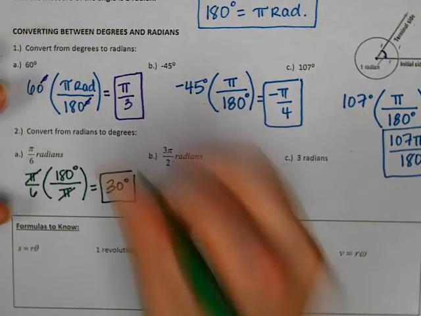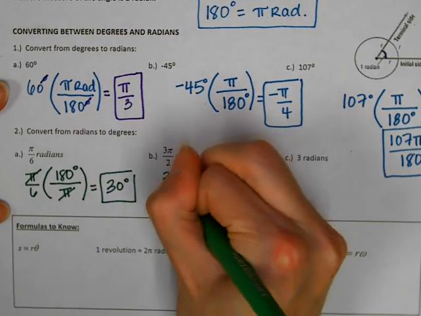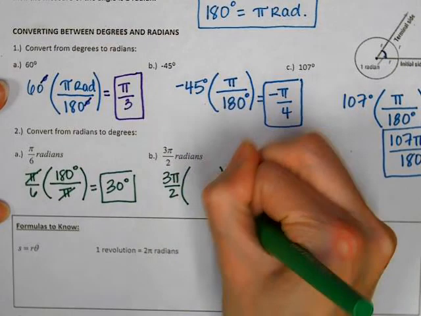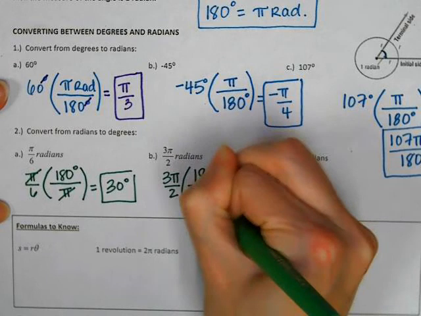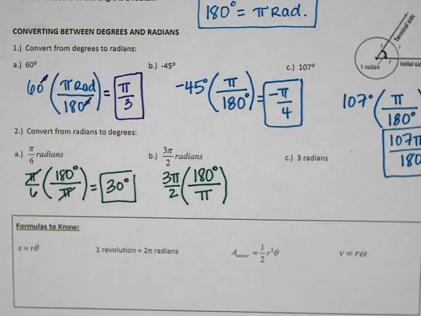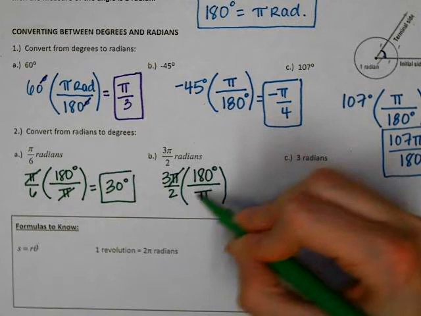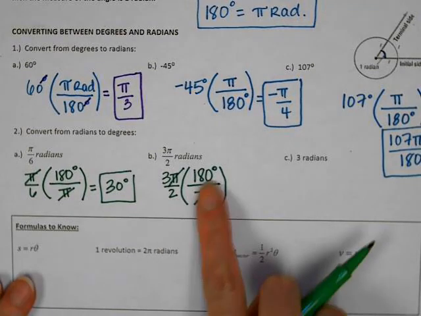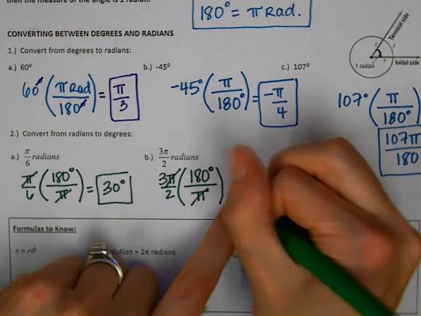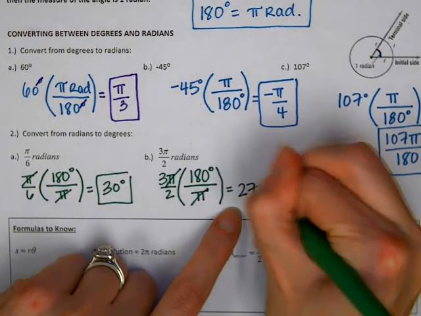Same thing for B. Let's start with 3 pi over 2 radians, but our conversion now is 180 degrees in pi radians. And in this one, the pi's cancel. And 3/2 times 180 is 270 degrees.